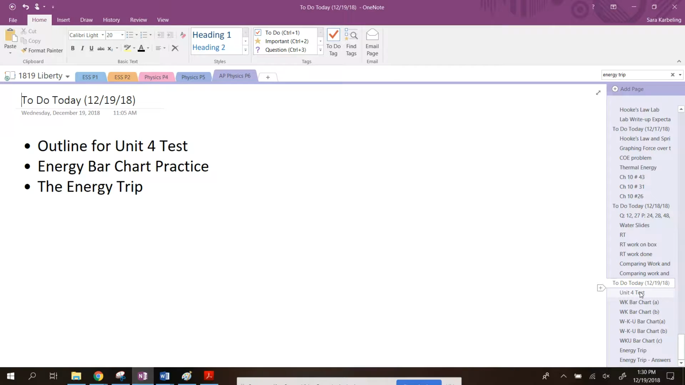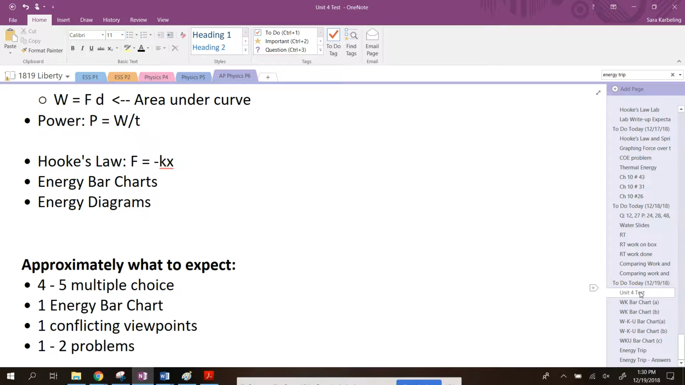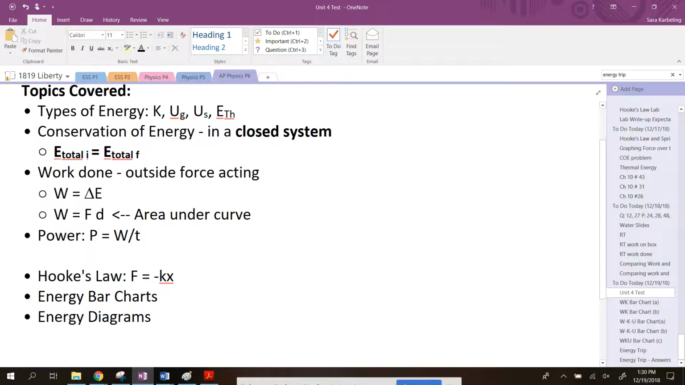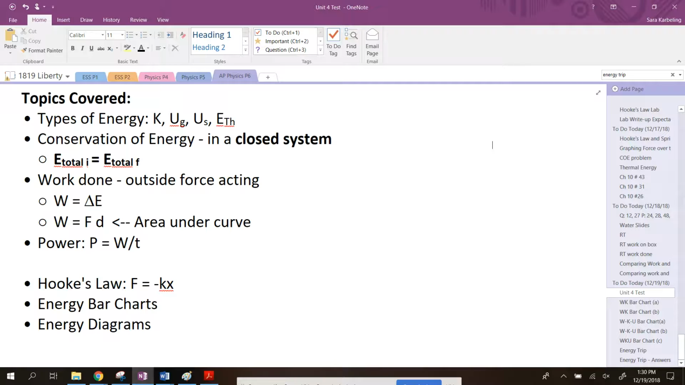So let's take a look at the list. I just went through the calendar and looked at what we've covered. So here you go. This is what we've done. We talked about types of energy: kinetic, gravitational potential, spring potential, and thermal, or heat energy, friction energy, whatever you want to call that. We've talked about the fact that in a closed system, that means that there are no external forces, that energy must be conserved. That means that anytime that you write out a problem, you're going to say something to the effect of the total energy at the beginning has to equal the total energy at the end, right?